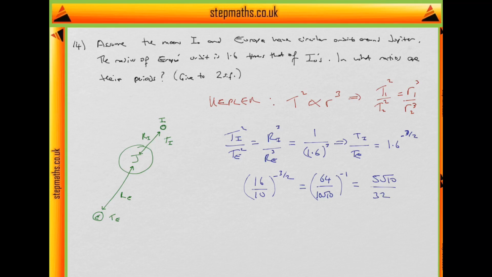We've been asked to do this to two significant figures. So what we can do is approximate root 10 by 3.2. And then we get 5 times 3.2 divided by 32. Well, 3.2 divided by 32 is going to give you 5 divided by 10, and that is equal to 0.50 to two significant figures.